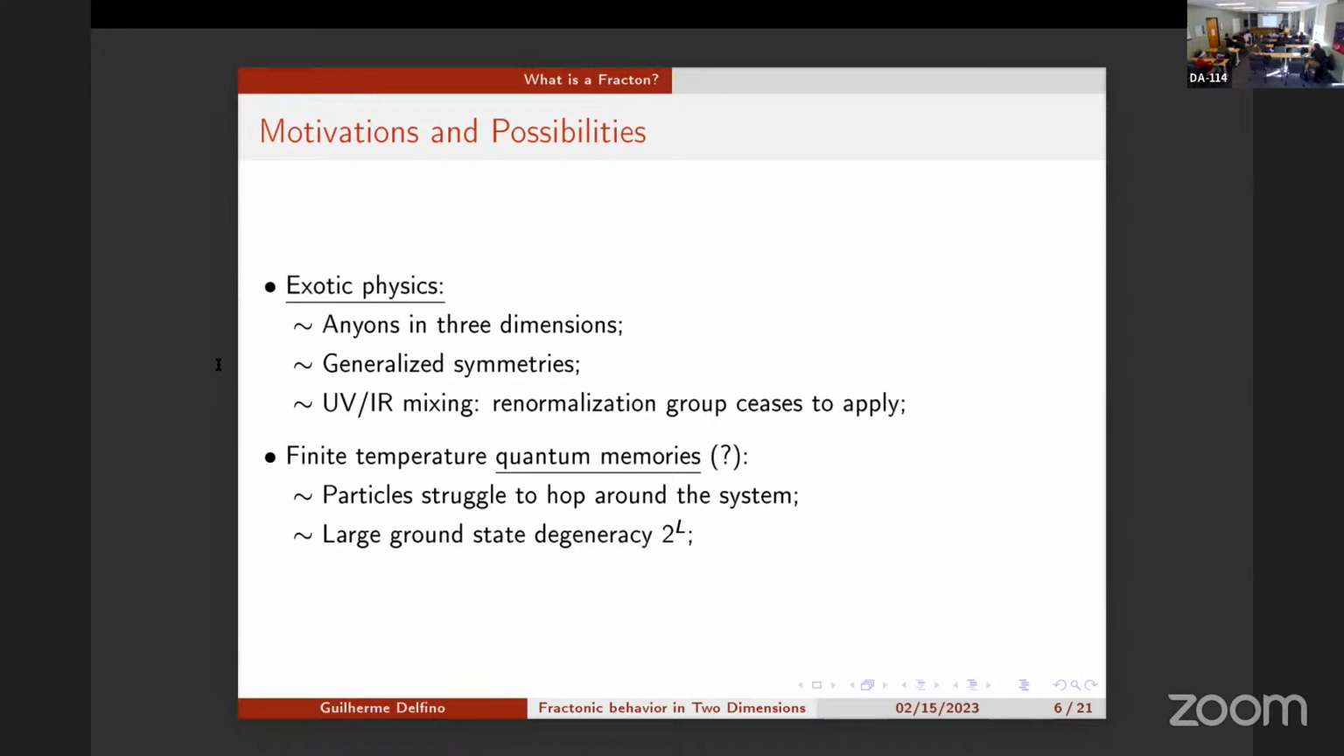But if it's very difficult to hop them around, then you have some hope that you can realize a finite temperature quantum memory. And more interestingly, since the degeneracy of the states grows with a power of L, roughly, this is the number of logical qubits that we can realize, which is way better than what happens, for example, in the usual Kitaev toric code. You have thousands of physical qubits, but you can only realize two logical qubits, because the ground state degeneracy is 2^2. But here it grows with 2^L.